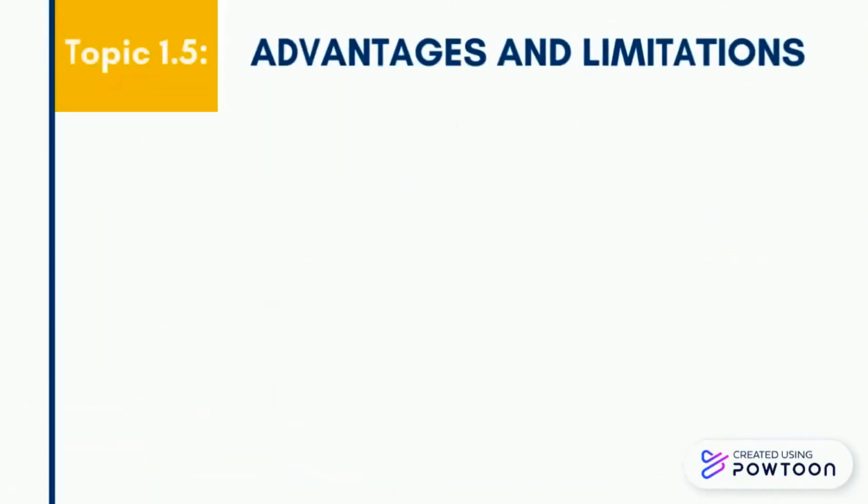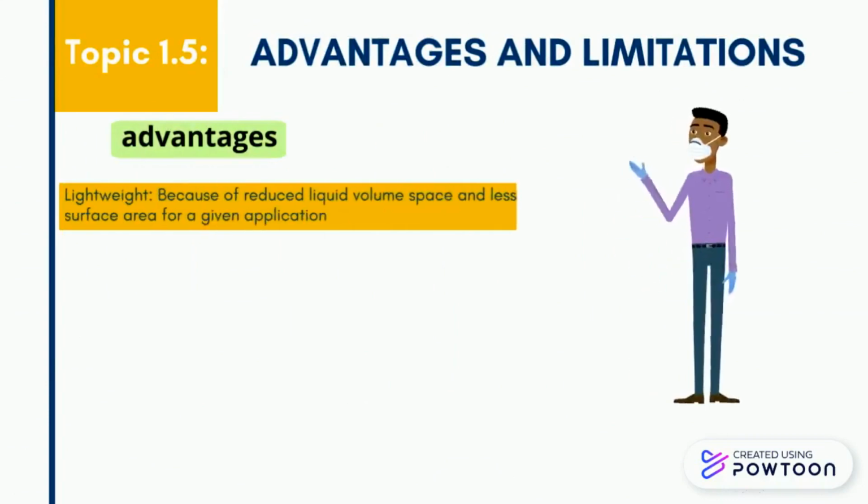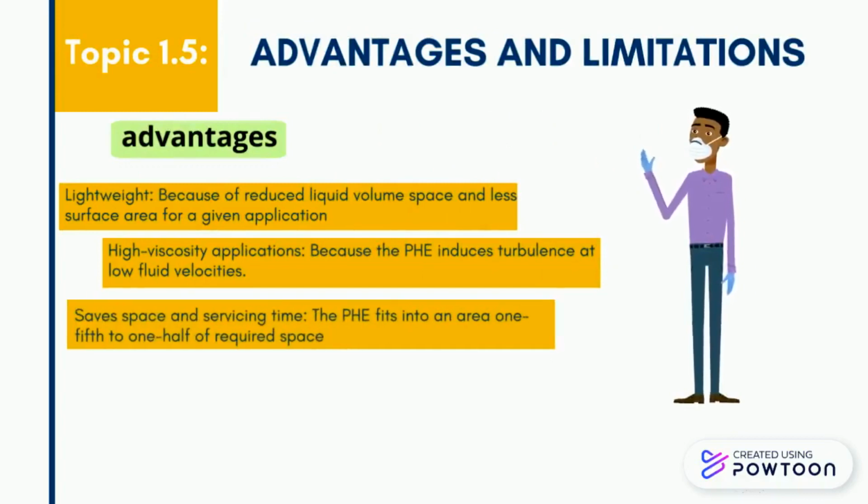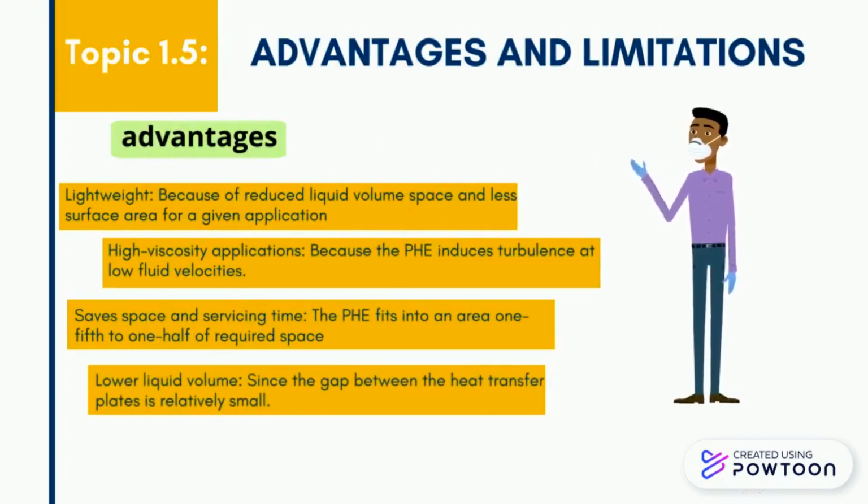Next is advantage and limitation. Advantage: lightweight, because of the reduced liquid volume space and less surface area for a given application. Next, high viscosity application, because the plate heat exchanger induces turbulence at low fluid velocity, saves space and servicing time. The plate heat exchanger fits into an area 1/5 to 1/2 of required space. Lower liquid volume, since the gap between the heat transfer plate is relatively small. Lower cost and quick process control.